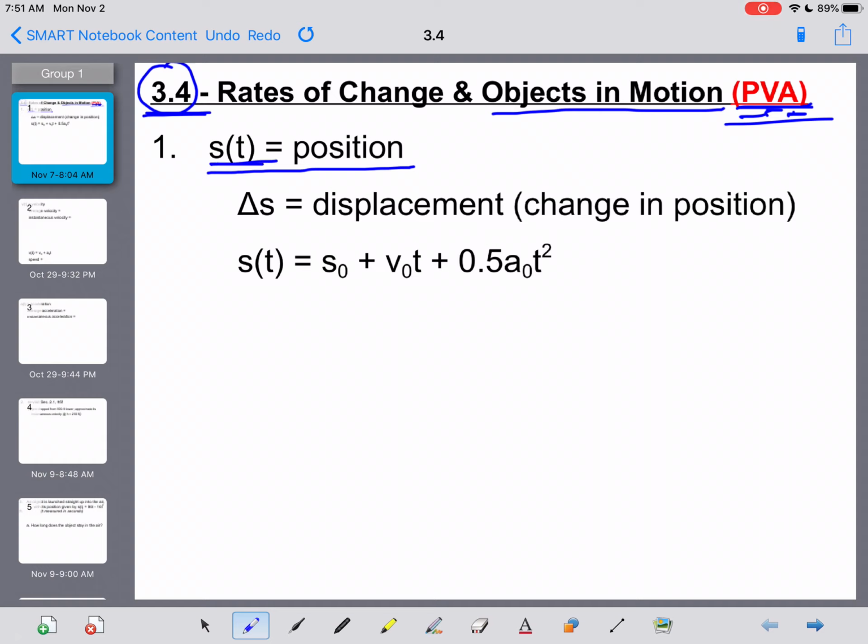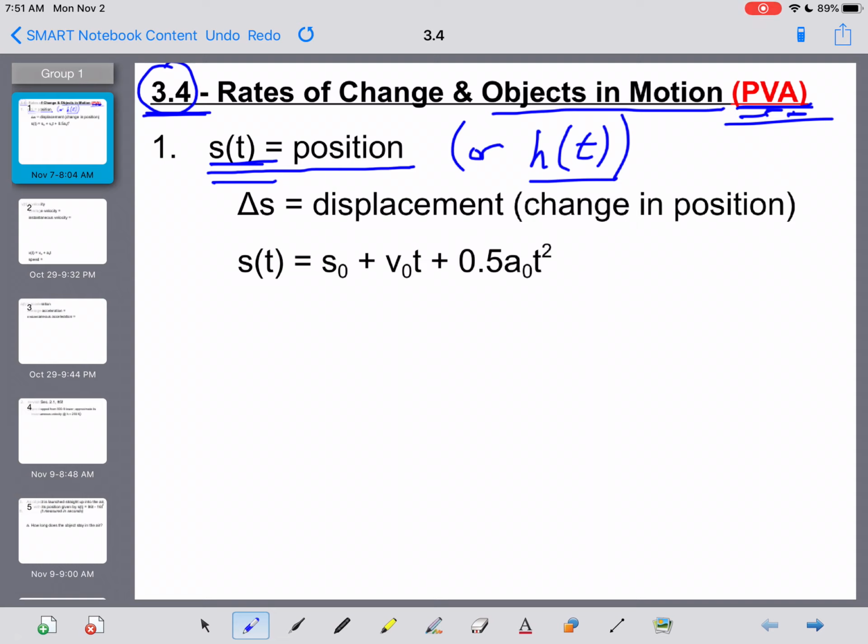Be careful because you will occasionally see, if it's a problem where an object is launched straight up in the air, it's a question of the object's height. So you'll very often see h of t used for the height of your object as well. But h of t and s of t are by far the two most common names for a position function that you're going to get.